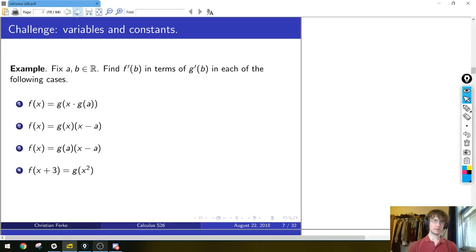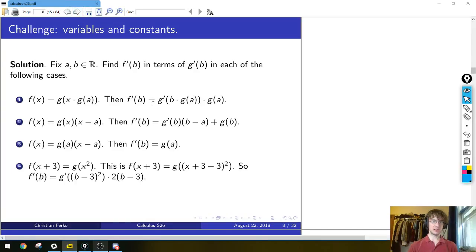So let's check that we didn't make any mistakes. So this is, I believe, what you said a moment ago, g prime of b, g of a times the derivative of the inside, which is g of a. In this one, we use the product rule, as you said, so g prime at b times the second left alone, b minus a, plus g of b, because the derivative of a is 0. In this one, as you said, this is just a line with slope g of a. So this one is constant, it's a constant derivative. And then this one was tricky.